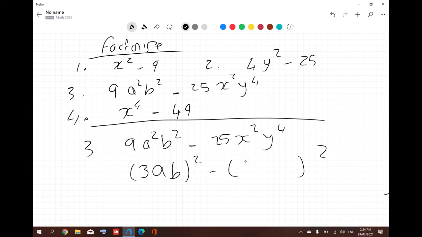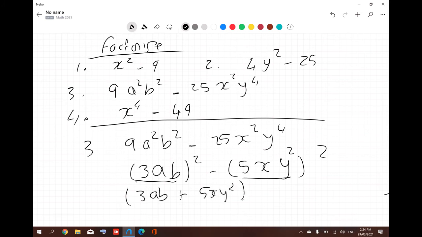Then here simply it will be 5, and then I'll put x, and here might be a little tricky. To get y to the power of 4, this must be y squared. Now, can I now simply solve? Yes, you take the square root of these two terms, and once you add them, I'll get 3ab plus 5xy squared in a bracket multiplied by 3ab minus 5xy squared in the second bracket.